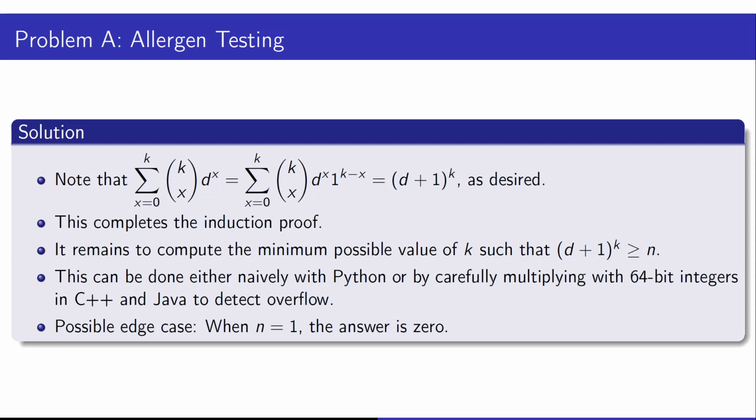So this problem reduces to computing the minimum possible integer k such that d plus 1 to the kth power is greater than or equal to n. There is one potential trap in this problem, which is that when n equals 1, the answer is 0, because in that case, you don't need any sites, since you know that you are allergic to exactly that compound.